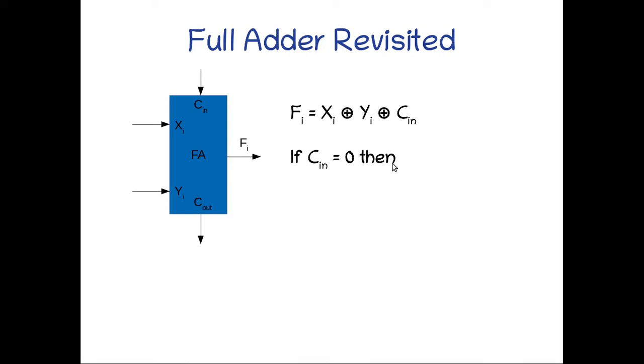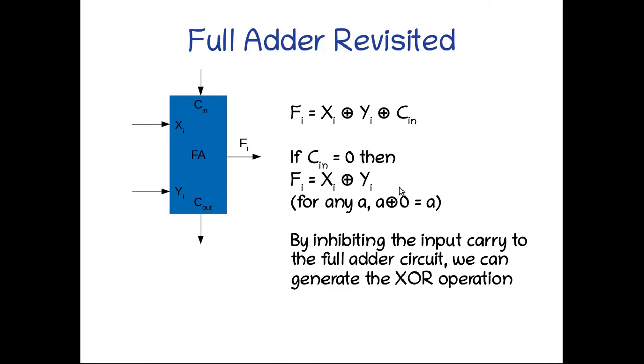Then if Cin is equal to 0, what will be the value of Fi? Fi will become Xi XOR Yi, because for any a, a XOR 0 is equal to a itself. So Xi XOR Yi XOR 0 will become Xi XOR Yi. So by inhibiting the input carry to the full adder circuit, we can generate the XOR operation.